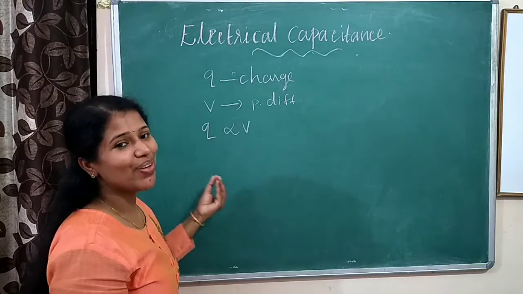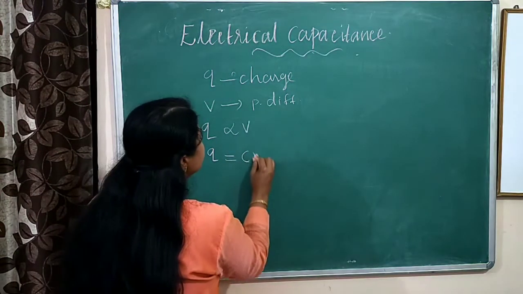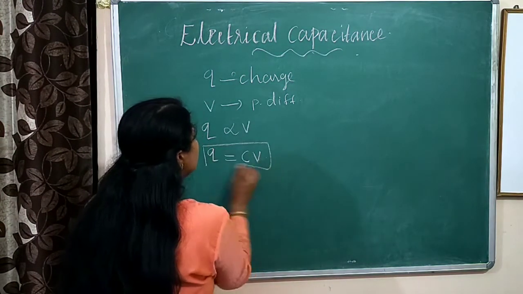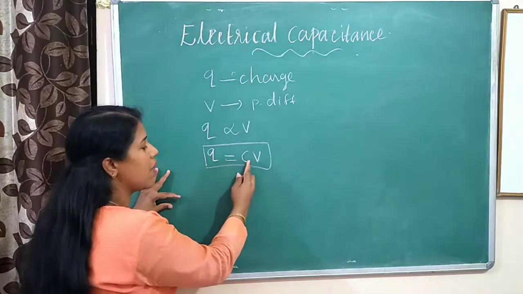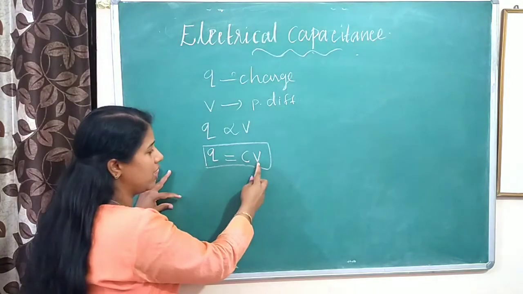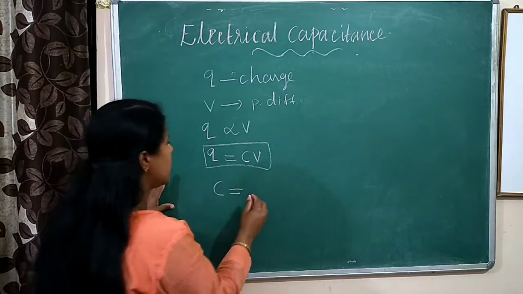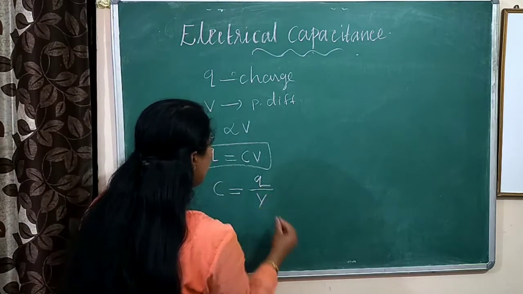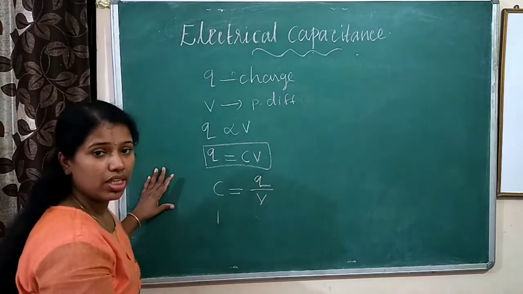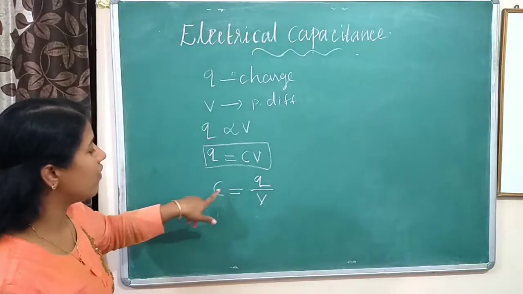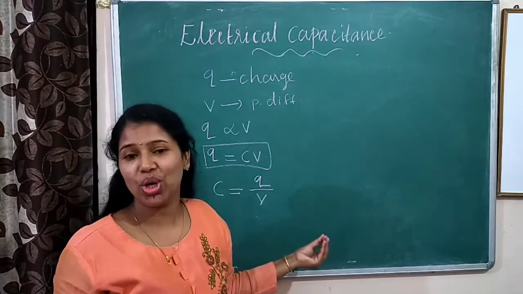We have to change this proportional sign by using one constant. So we say that Q is equal to CV. Charge is equal to capacitance into potential difference. Otherwise, we can write C is equal to Q by V. That is our equation for electrical capacitance.